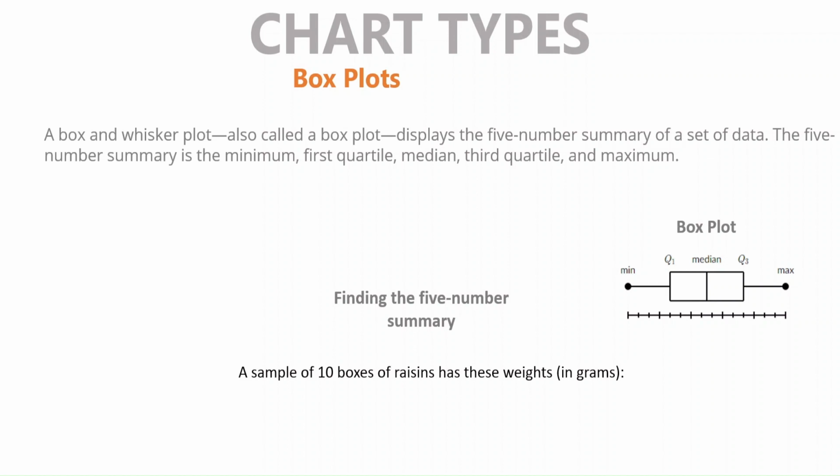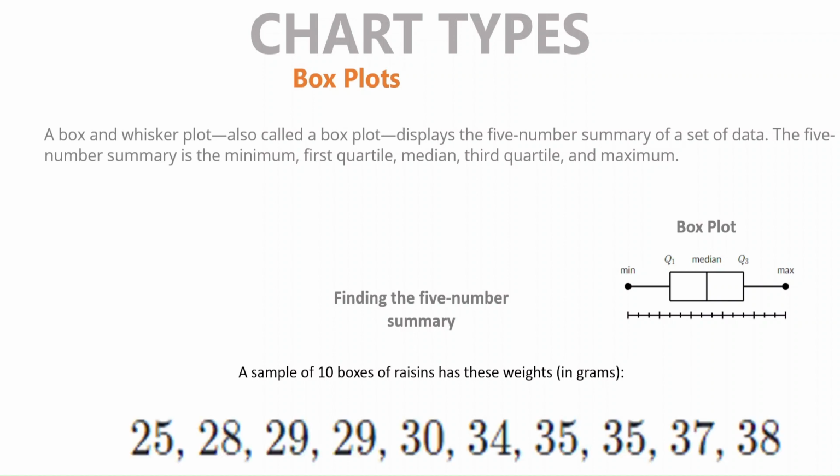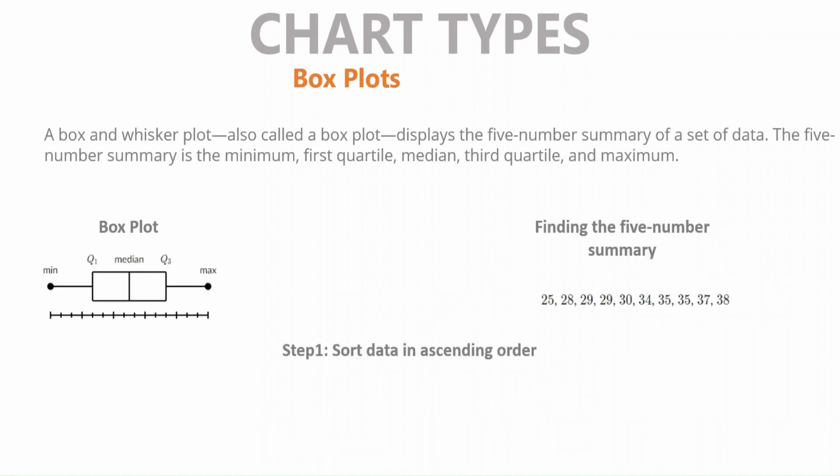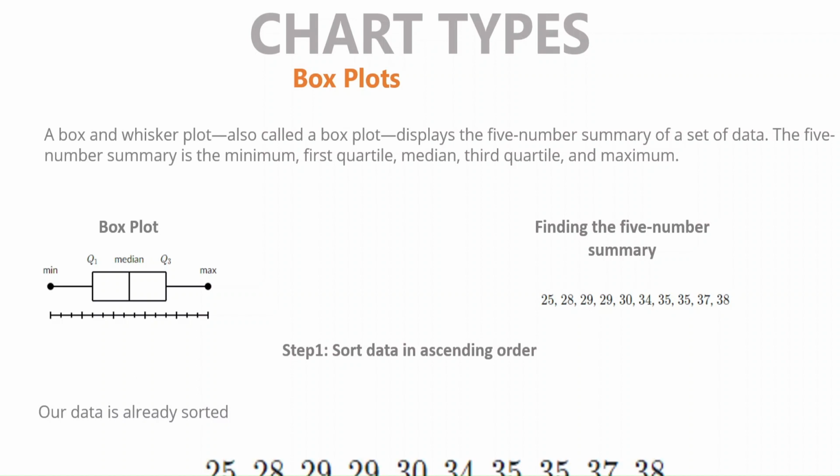So what we can do is take 10 random boxes of the packed raisins, and this is the weight that we have got: 25 grams, 28, 29, 29, 30, 34, 34, 35, 37, and 38. So this is the data you have got. Now, to create a five number summary from this data, the first step is to sort the data in ascending order. Our data is already sorted, so we don't have to do that.